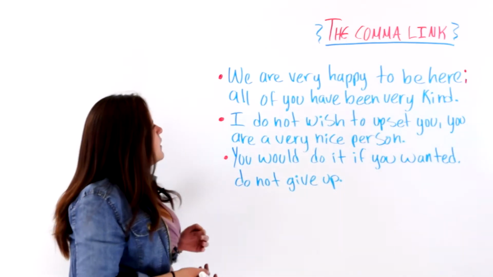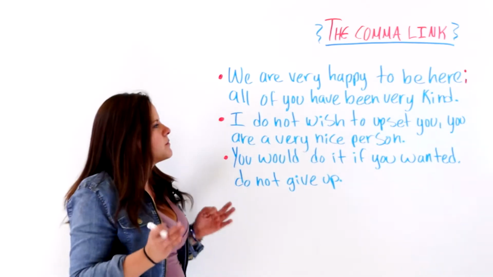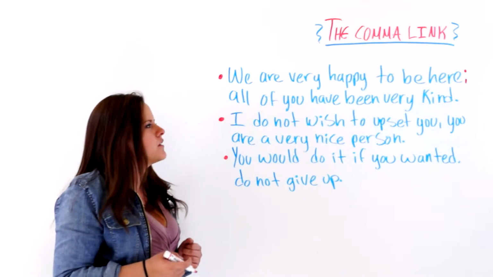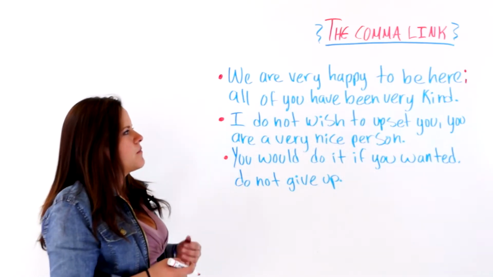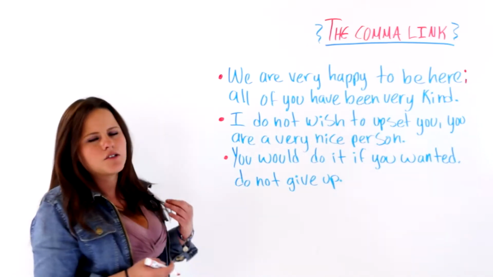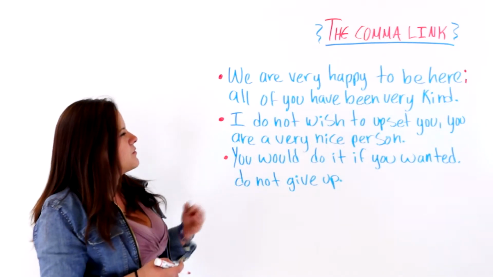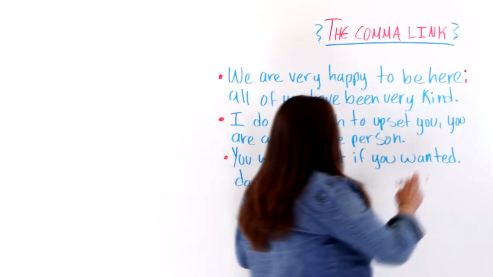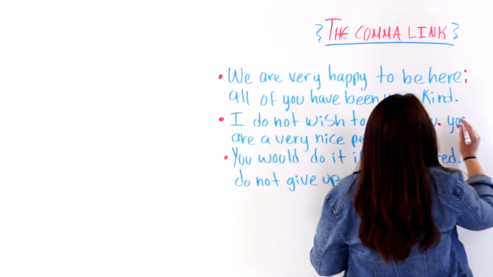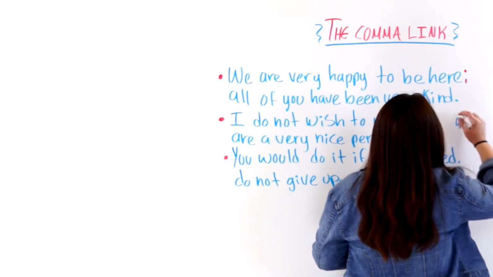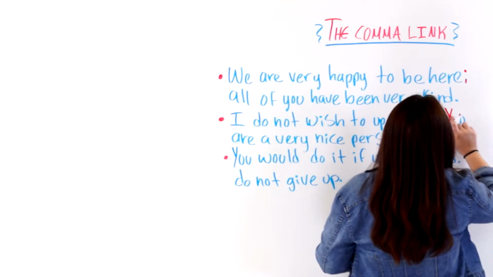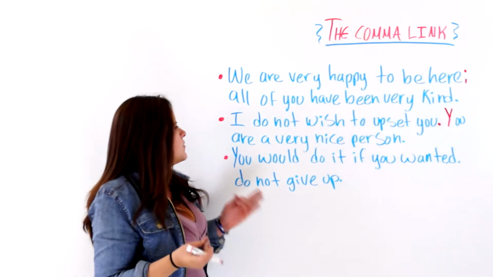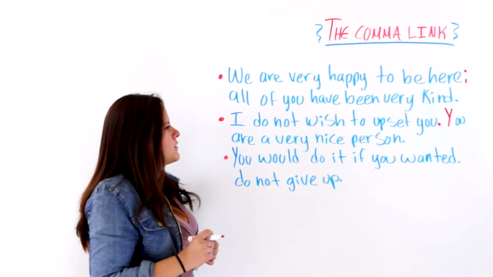All right, next one. I do not wish to upset you, comma, you are a very nice person. You could also use a semicolon. You could add the conjunction because. I do not wish to upset you because you are a very nice person. Or you could also divide it up into two sentences. So we know we need a period and to capitalize the first letter of the next sentence. I do not wish to upset you. You are a very nice person.